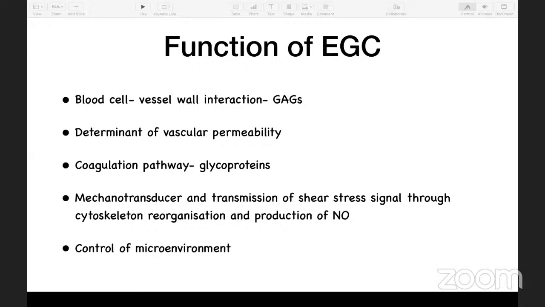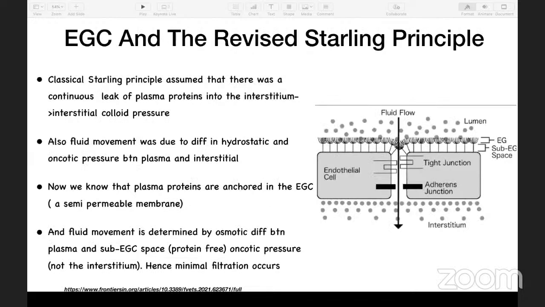It controls the microvascular environment. So the revised Starling principle. The first 2 points talk about the original Starling principle and what we knew then, that filtration happens at the arteriolar end and reabsorption happens at the venular end. But now we know that that is not true.